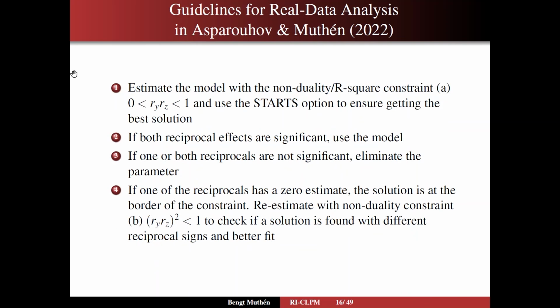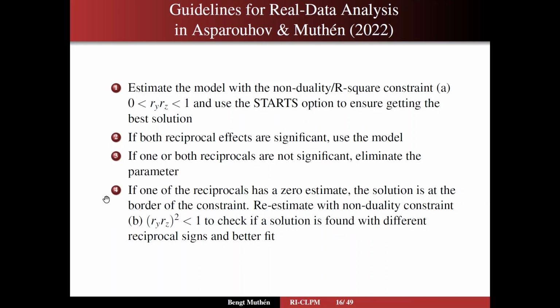Now, guidelines for real data analysis are given here on slide 16. Step 1, estimate the model with the non-duality of the R square constraint A, and also use the starts option in the analysis command, like starts equal 20 or 50 or even 100 in some cases, to ensure getting the best solution. It's still a fast analysis. If both reciprocal effects are significant, use that model. Very often, though, one of the two reciprocals is not significant, and you can eliminate that parameter and re-estimate the model.